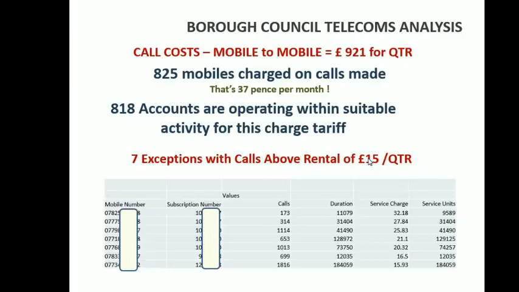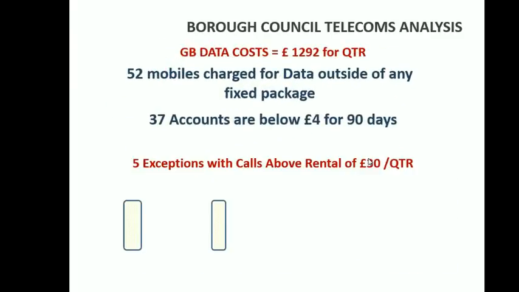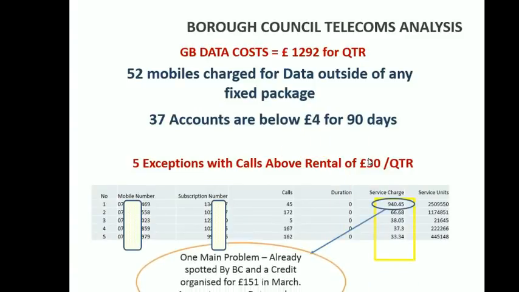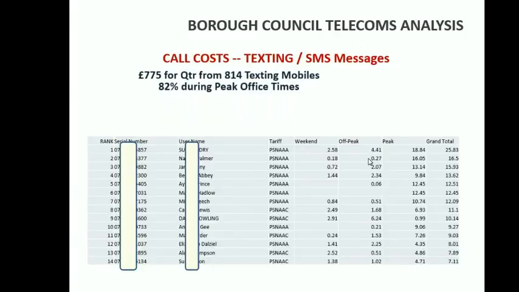There's a list of the top 7 exceptions for calls and data packages. And something's happening here on one of the numbers. 940 quid is a real blip. But they've already spotted it, because when you look at the data by March, it's already been reduced and there's a credit in the system. So the manager is doing his job.